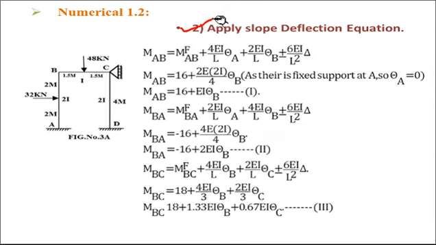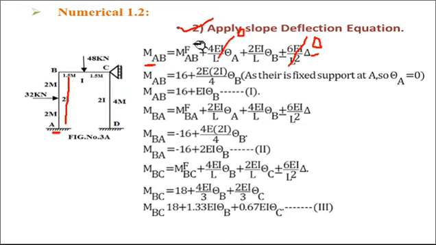Now apply the slope deflection equation for each member. So consider first AB member. So the end moment MAB for end A, MFAB plus 4 EI by L theta A plus 2 EI by L theta B plus minus 6 EI by L square into delta. Now this is a non-sway type of frame, so this delta will not be there, delta will be 0. Now A is a fixed support, so theta A will be 0.